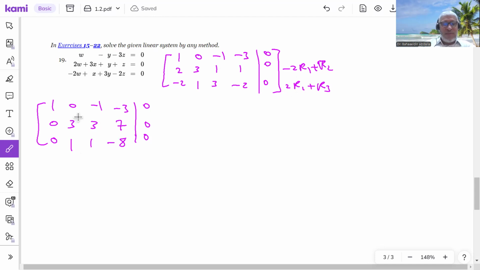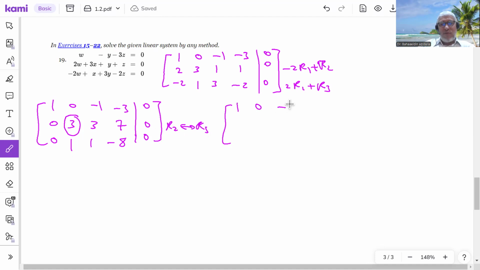The second column, this number, I need to make it 1. Well, it is not 1. To make it 1, I have two choices. I can divide by 3. I'll have 7 over 3 here, a fraction, but I have 1 below. So why should I have fractions? Just interchange row 2 with row 3.